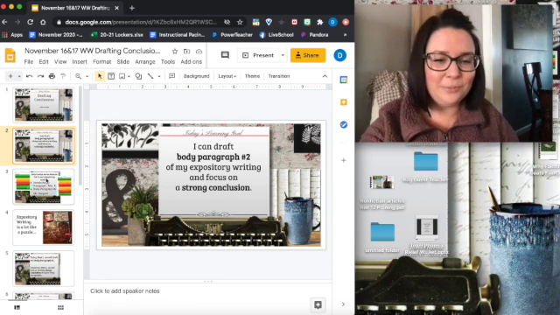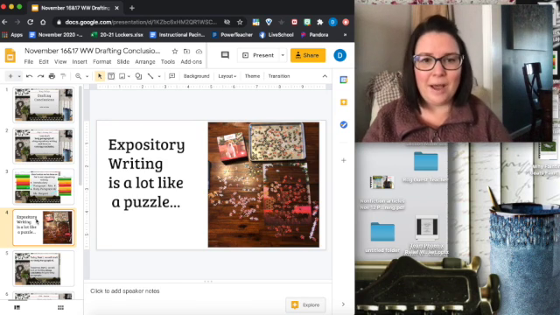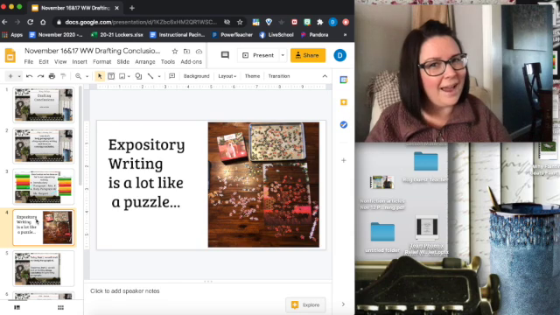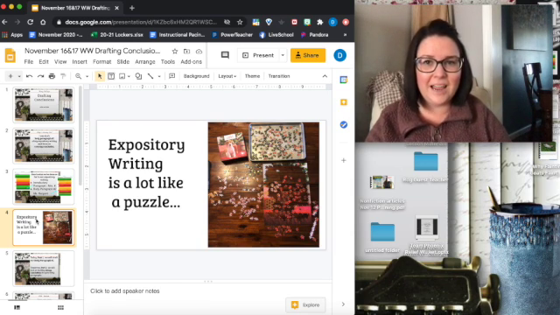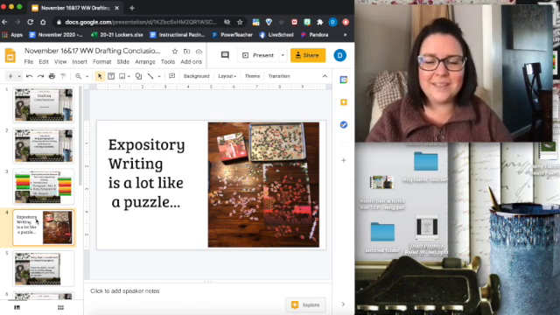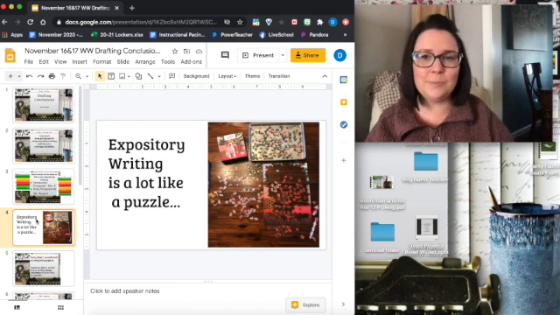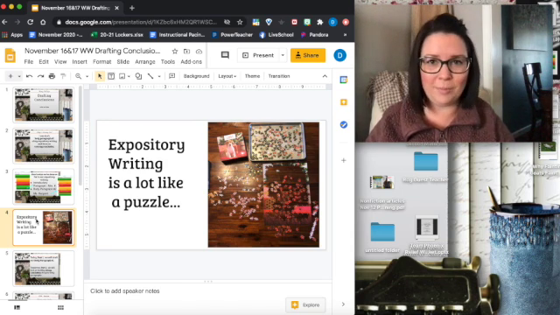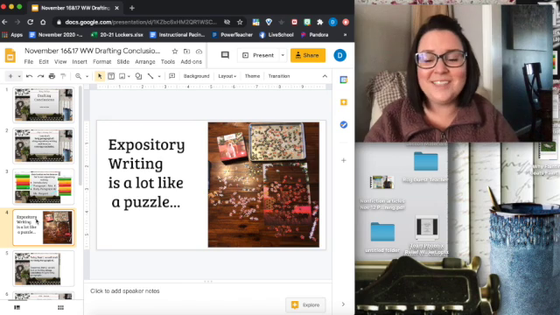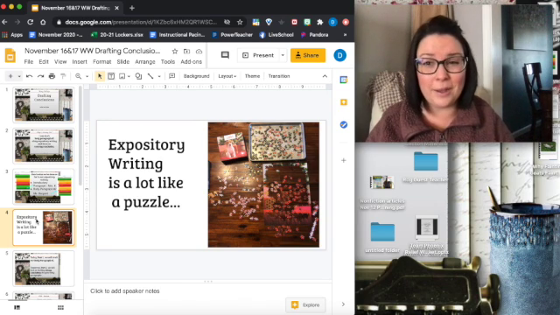Okay, so here's what I was thinking about. Expository writing is kind of like a puzzle. What I mean by that is that as we're finding our purpose, like, okay, I want to do a puzzle that's Christmassy right now, just because that's kind of where my brain's at and my heart is with this time of year. So that's kind of like a topic.